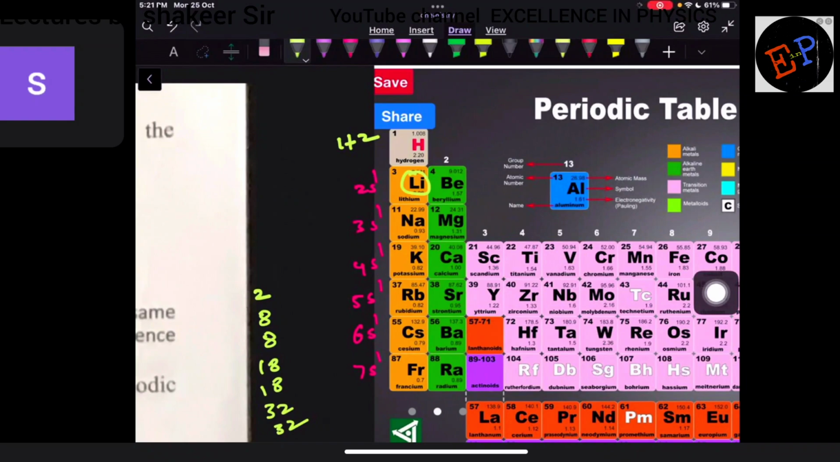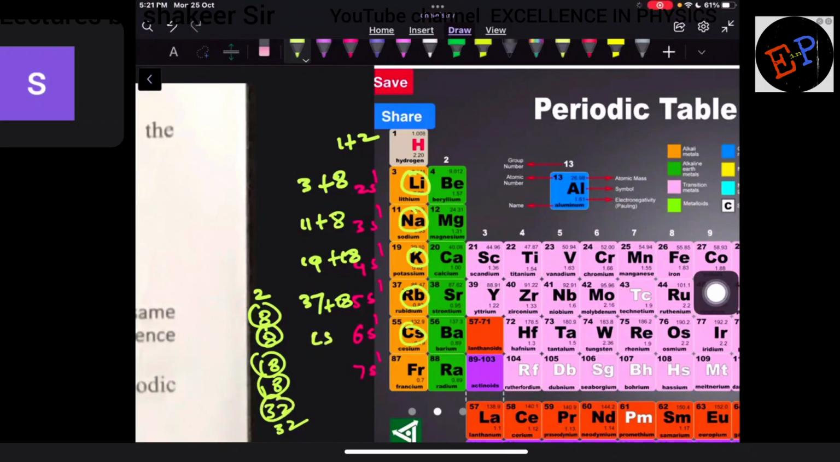And to 3, you add the next magic number 8. It will become sodium. Clear, no? And to sodium, you add the next magic number 8. It becomes potassium. To this potassium, you add the next magic number 18. It becomes rubidium. Able to understand? To rubidium, you add the next magic number 18. It becomes cesium. Okay? To cesium, you add the next magic number 32.